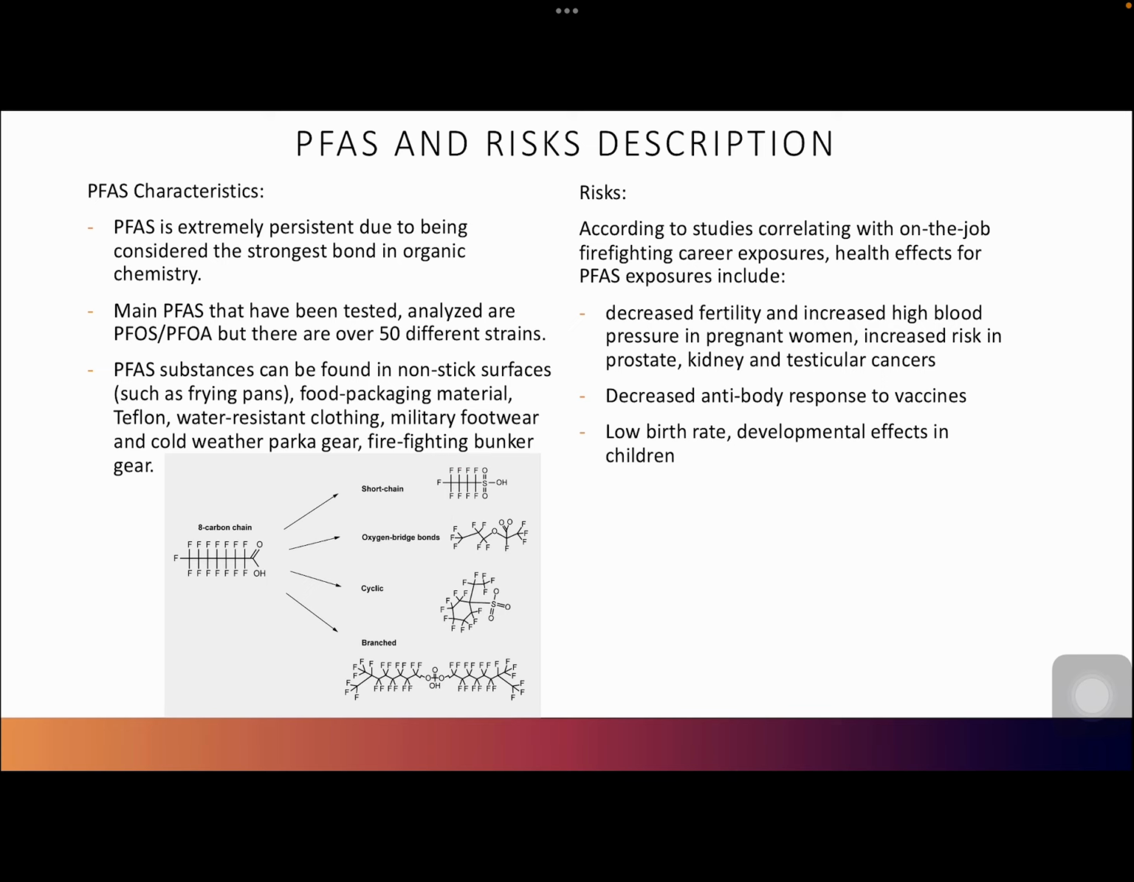A couple of risks, according to on-the-job firefighting career exposures. Health effects for PFAS include decreased fertility and increased high blood pressure in pregnant women, increased risk of prostate, kidney, and testicular cancers, decreased antibody response to vaccines, low birth weight, and developmental effects in children. Additionally, firefighters are also exposed to PFAS through the AFFF foam that's used for fire suppression systems in big bay hangars for aircraft.